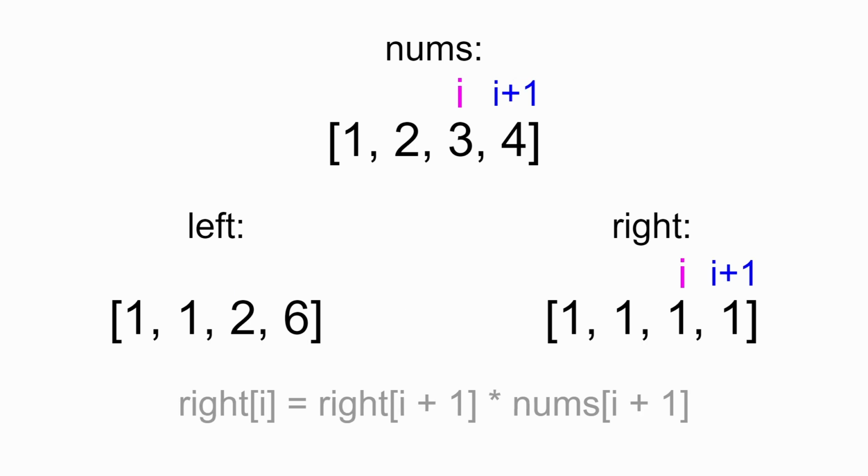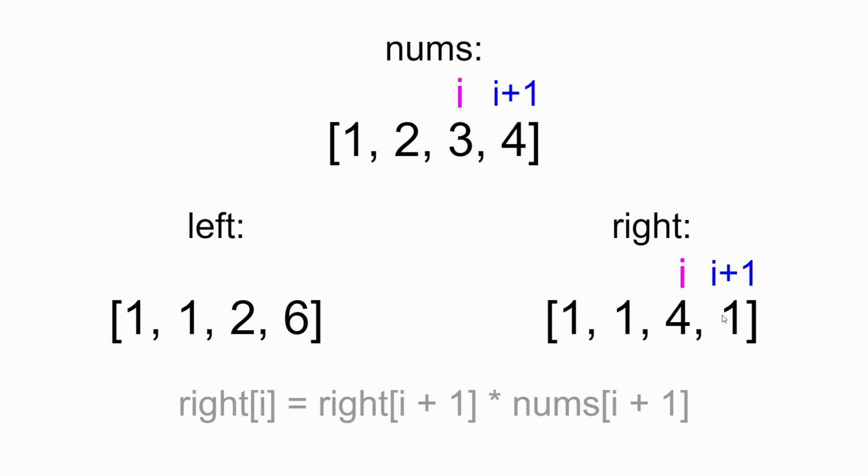We're going to switch it up a bit and do it inverse now because we want to find the value to the right of the current index I. But it's basically the same concept. So right at index I is going to equal right at I plus 1, which is 1, times nums at I plus 1, which is 4. So we can update this value to 4, because 4 times 1 is 4, right?